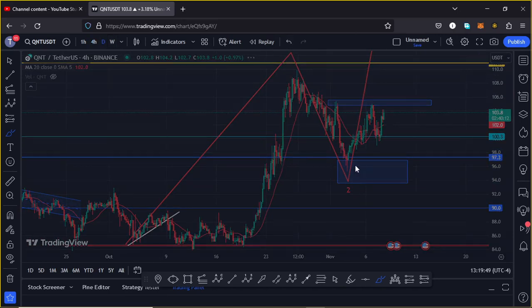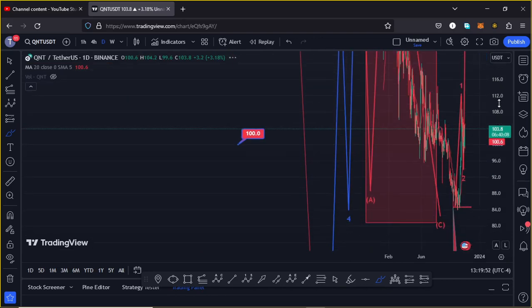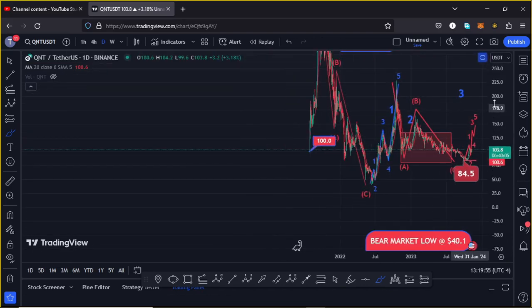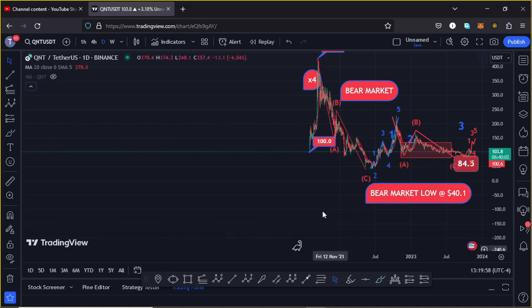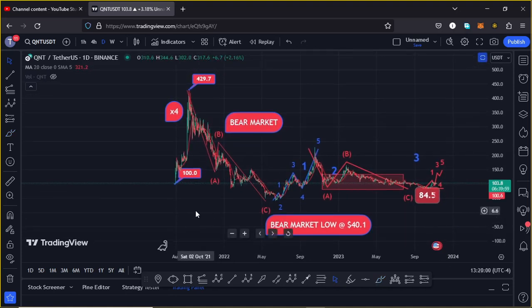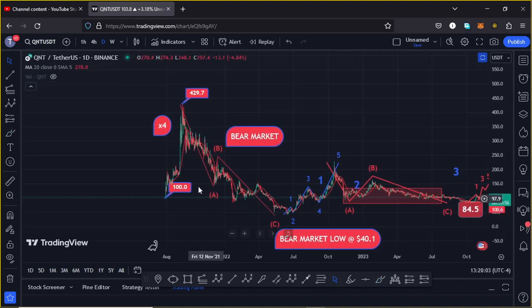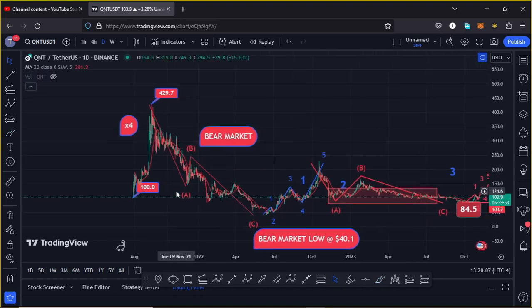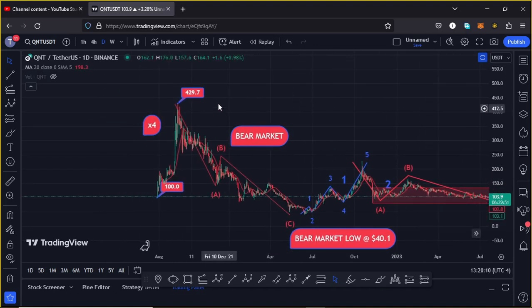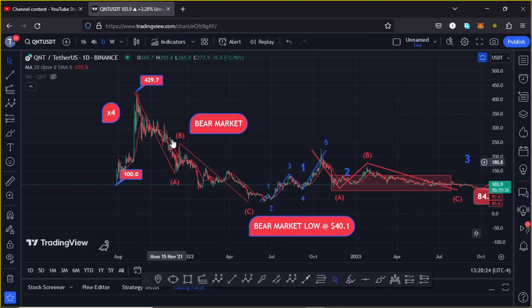Jumping to the daily chart to now give you my long-term Elliott wave analysis that I'm expecting to play out once the bull market is here. On the daily chart, you can see that after getting our lows back in 2020 at around the $100 mark, we saw this massive push to an all-time high, giving us a high above the $429 mark, which is the bull market high, which was a 4x to the upper side. And after seeing the all-time high, we started a bear market where we had been correcting to the lower side in this ABC corrective move, giving us a bear market low at around the $40.1 mark.